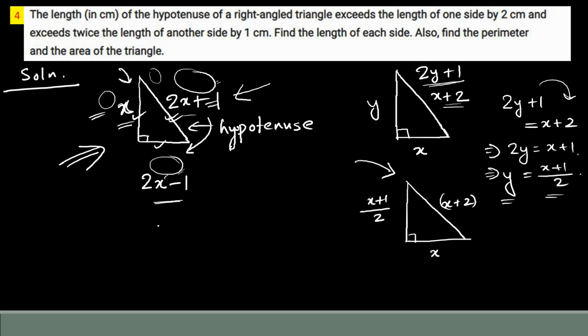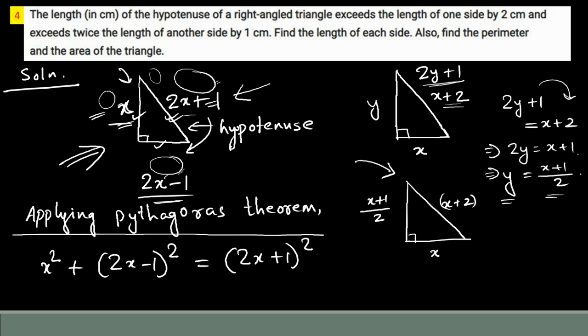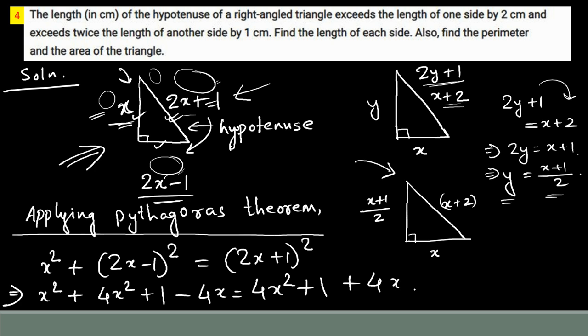Okay, the same thing. So now what we will do, we will apply Pythagoras theorem. So when we apply Pythagoras theorem, what is it? It's the square of this side plus square of this side is equal to square of the hypotenuse, right? So it should be x square plus 2x minus 1 square. This should be 2x plus 1 square, right? So from here if you do x square plus 4x square plus 1 minus 4x equals 4x square plus 1 plus 4x.